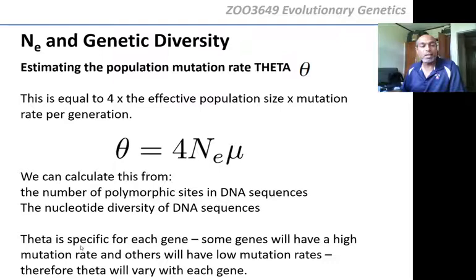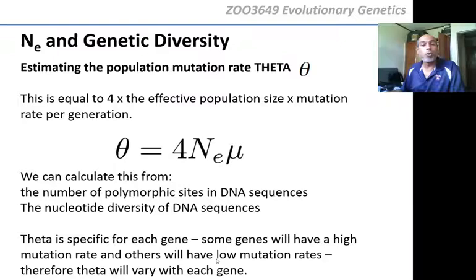Because you calculate theta from DNA sequences, depending on which DNA sequence you use, you will get a different value for theta. So not all genes, pieces of DNA, sequences of DNA will give you the same theta. Some parts of the genome will have a high mutation rate, so mu will be high, and so their theta will be high. Some parts of the genome have a low mutation rate, and so theta will be low. So theta varies from gene to gene. There is no overall theta for all genes.